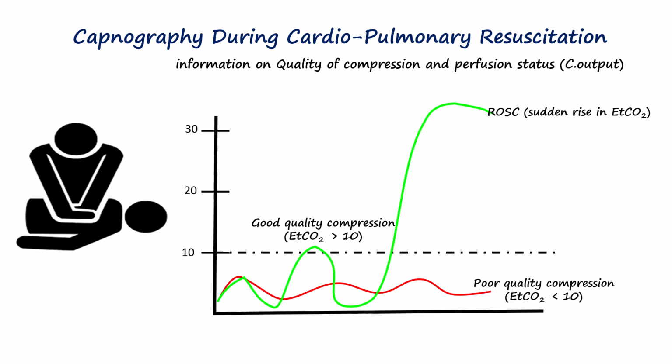A falling EtCO2 can therefore be used as an early objective sign that rescuers should be rotated to maintain effective perfusion during CPR. Capnography can also help predict outcome during CPR. Studies have shown that an initial EtCO2 of less than 8 mmHg is associated with survival rate of less than 1%, whereas EtCO2 greater than 18 mmHg is associated with a 70% greater chance of survival.